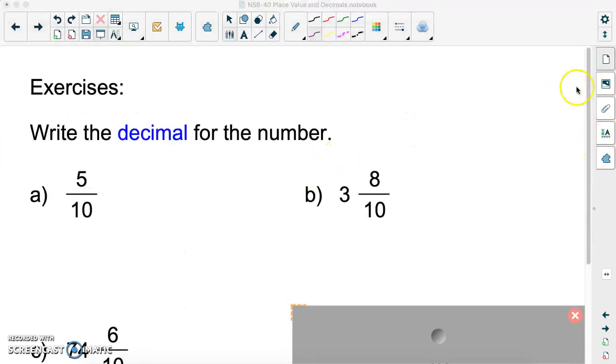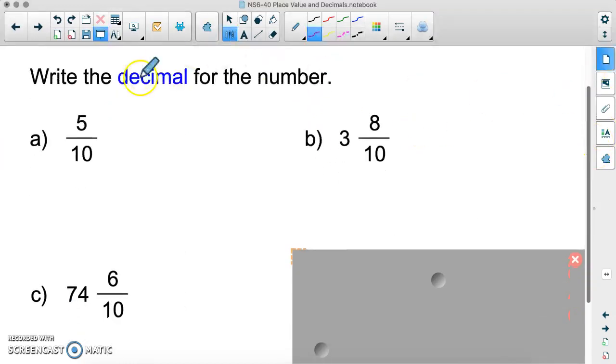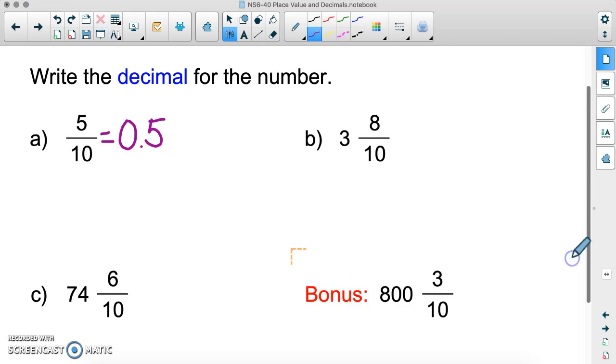So let's do these exercises on your whiteboards here. You're going to write the decimal for the number. So if you have 5/10, you're writing the decimal. So it's going to be, we don't have any wholes, there's no whole number in front. So it's going to be 0.5 for 5/10. Now I want you to do B, C, and the bonus on your whiteboards, and then you're going to resume your screencast.